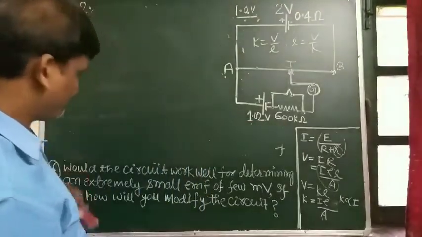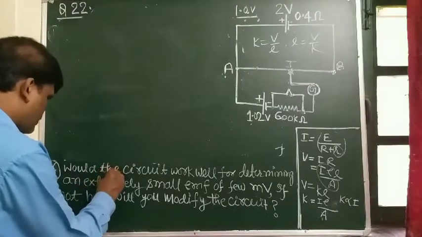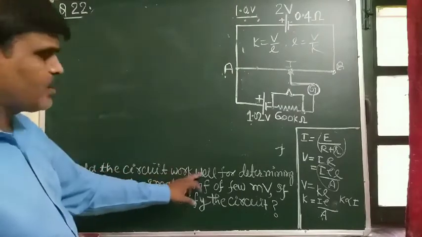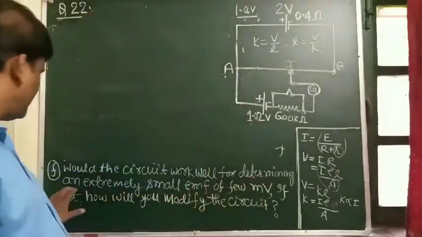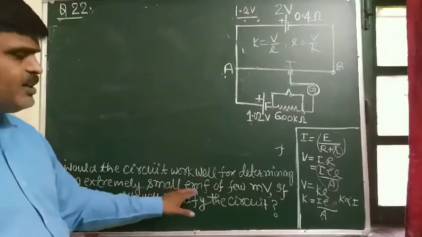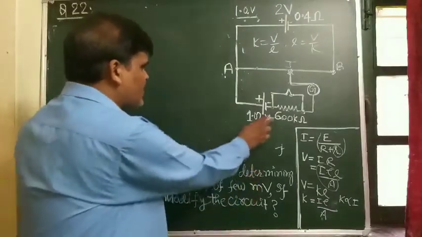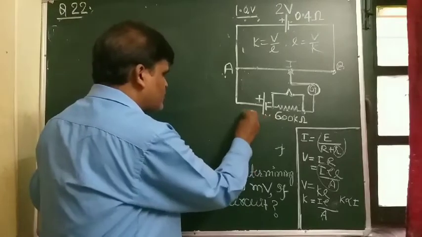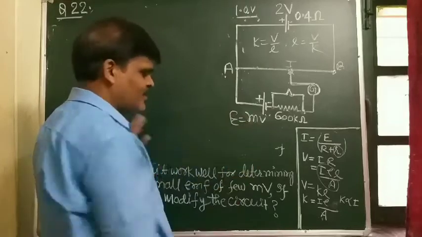And student, last point, listen carefully: would the circuit work well for determining an extremely small EMF of a few millivolt? It means what? A cell whose EMF is in terms of millivolt.